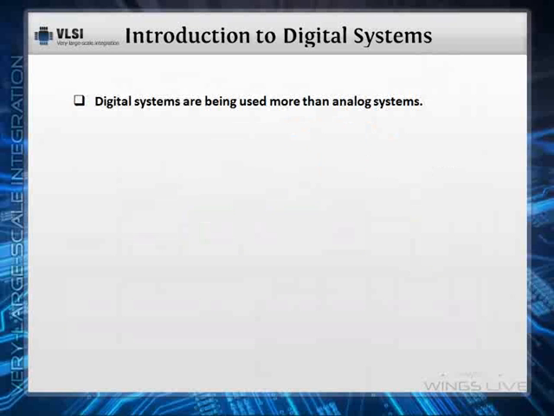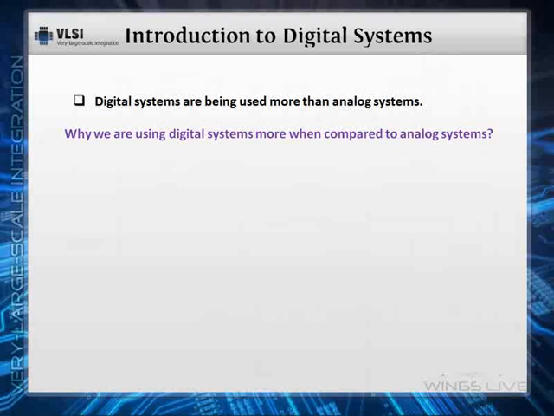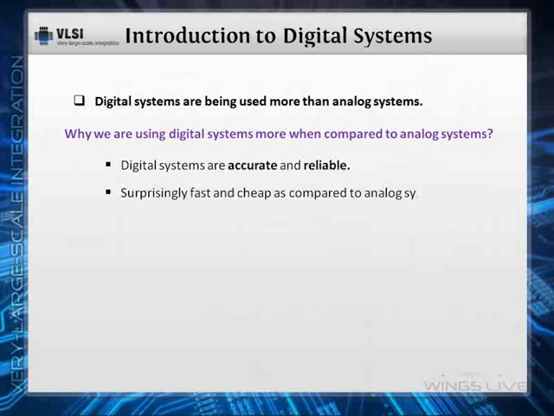Overall, digital systems are being used more than analog systems. Do you know why we're using digital systems more when compared to analog systems? Well, it's because digital systems are accurate and reliable, and they are surprisingly fast and cheap as compared to analog systems. Now we will see some of the advantages of digital circuits, which are frequently used in digital products.